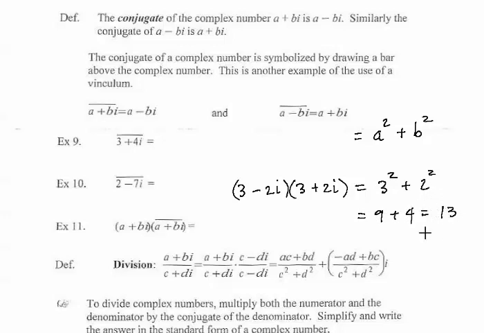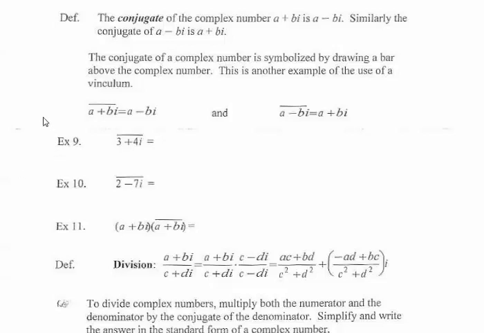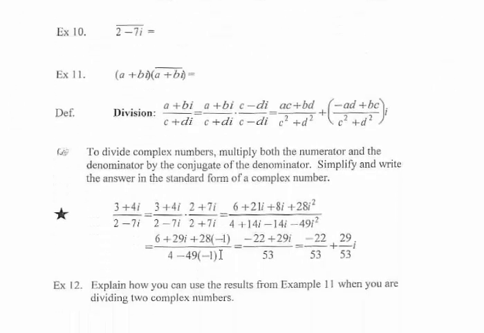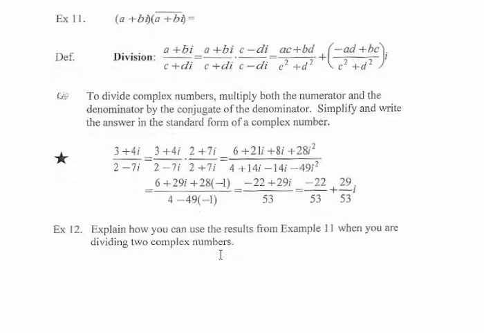It works out to be a real number, 13. Okay. So it's really just giving you a shortcut for multiplying a complex number times its conjugate. And that's exactly what we have to do to divide two complex numbers.